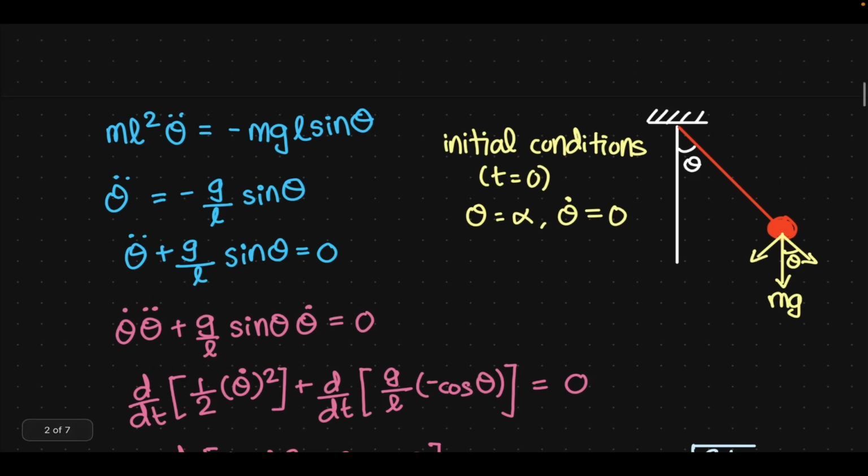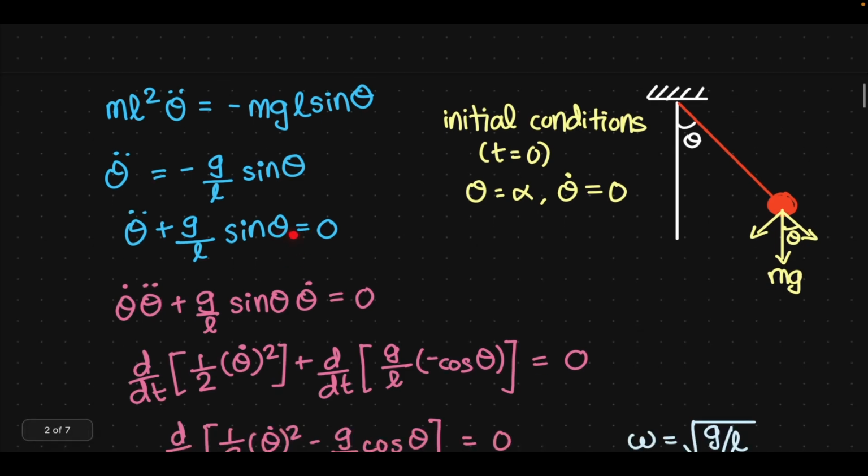One thing we can do from this point, because we're not using the small angle approximation, is we can multiply by a theta dot. This is a trick by Newton. You will see this a lot for these systems where the total energy is conserved, and I will come to that point again.